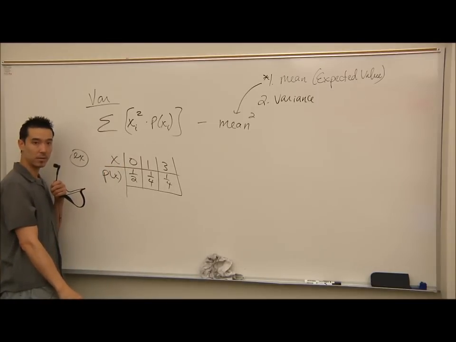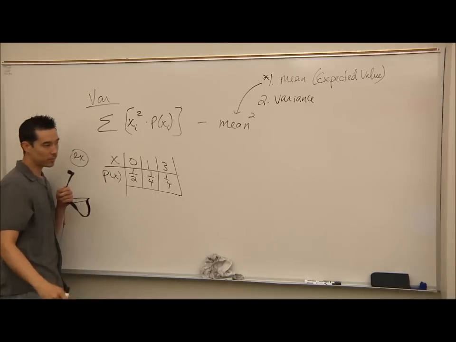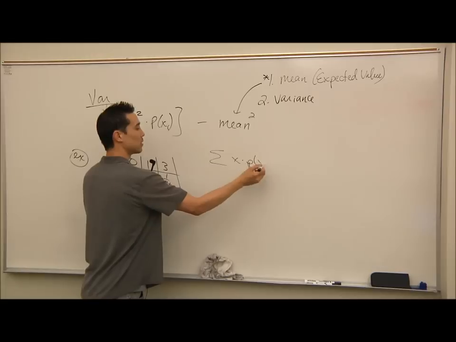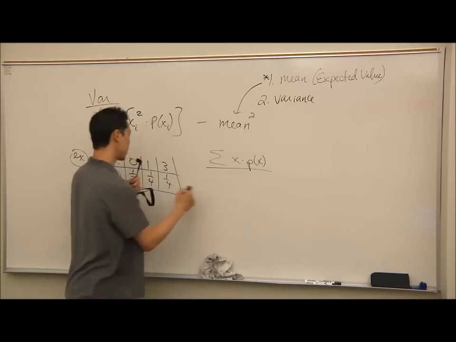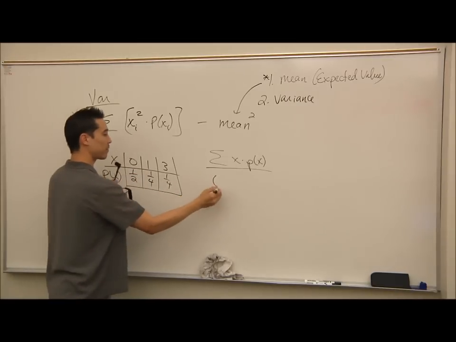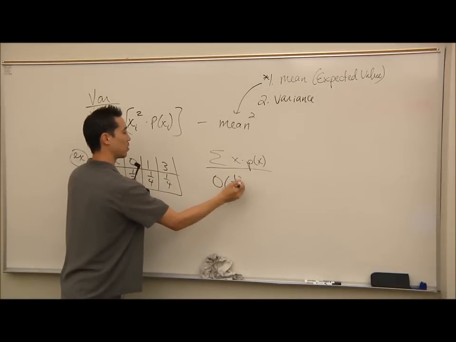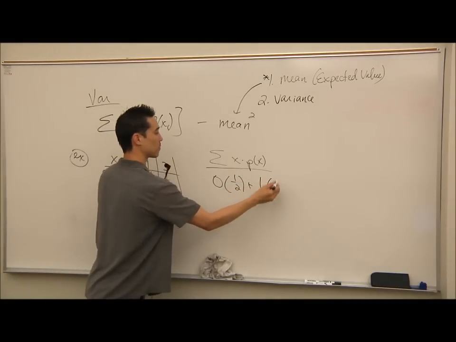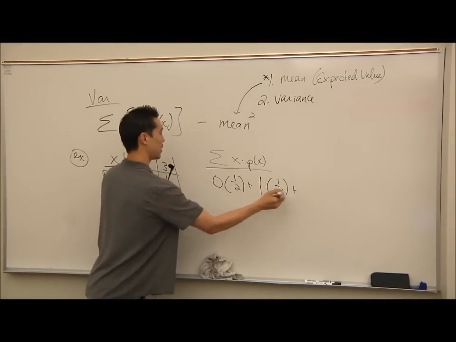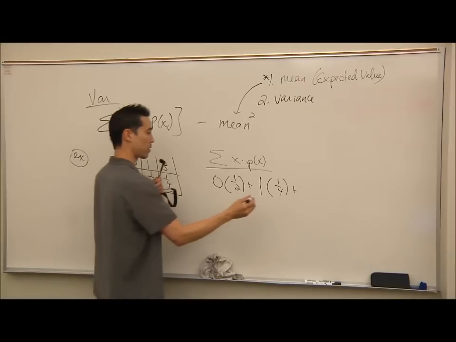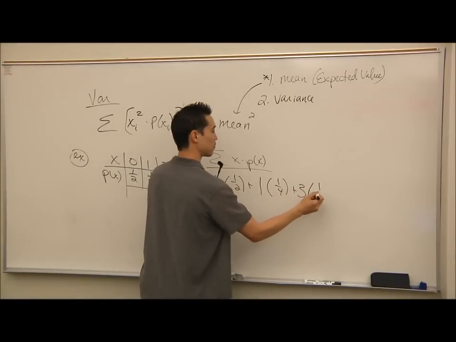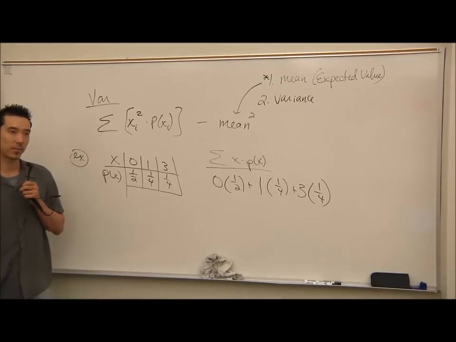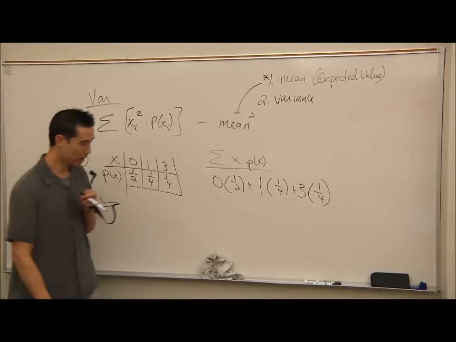Okay? Alright, so last example, I want you to calculate the mean and the variance using this probability distribution. Okay? So let's do the mean. It's just the summation of x times p of x. So for this problem, it's going to be 0 times 1/2 plus 1 times 1/4 plus 3 times 1/4. Okay? That will give me the mean of this probability distribution.